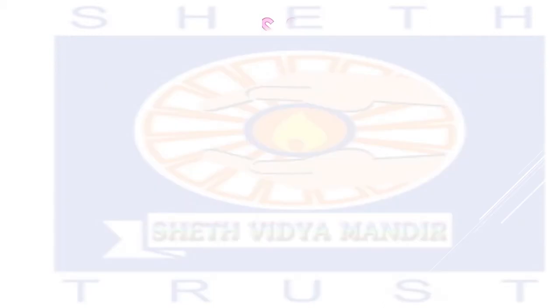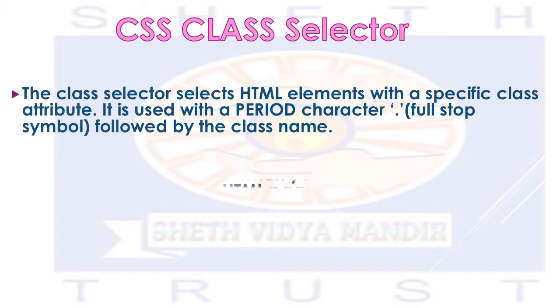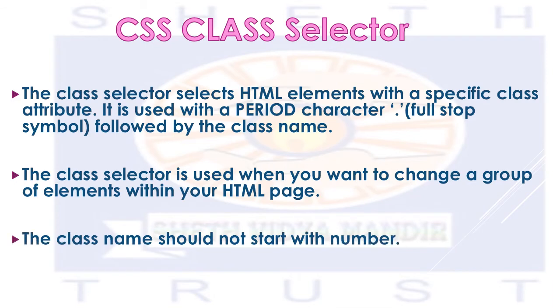Okay students, ahead now to the next slide and the next CSS selector, that is called the CSS class selector. Now here in this class selector, we have to see that how in ID we had used the hash character, here we are using the dot, that is a full stop symbol. See how it's written: the class selector selects the HTML elements with a specific class attribute. It is used with the period character, that is a full stop symbol, followed by the class name.